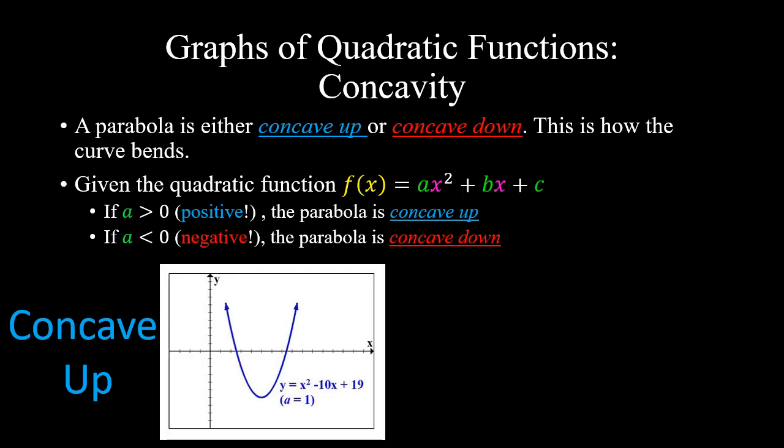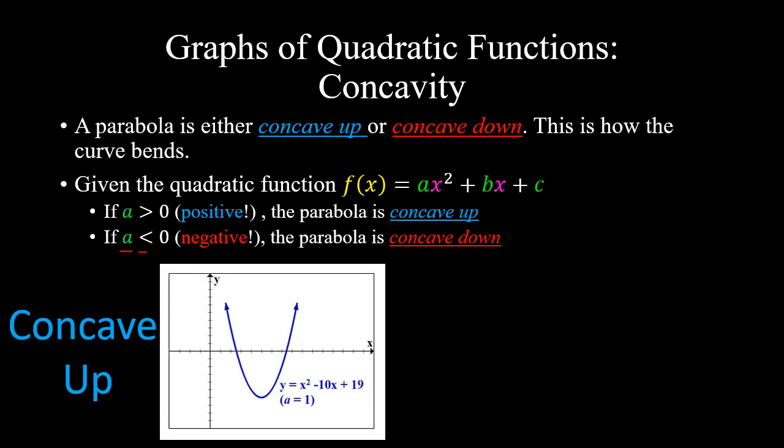It's just like when we were doing linear functions. If we had a positive slope, we knew our line would be increasing. But if we had a negative slope, our line would be decreasing. It's the same idea here. If we have a positive A coefficient, our parabola is going to be concave up. But what if we don't have a positive A coefficient?